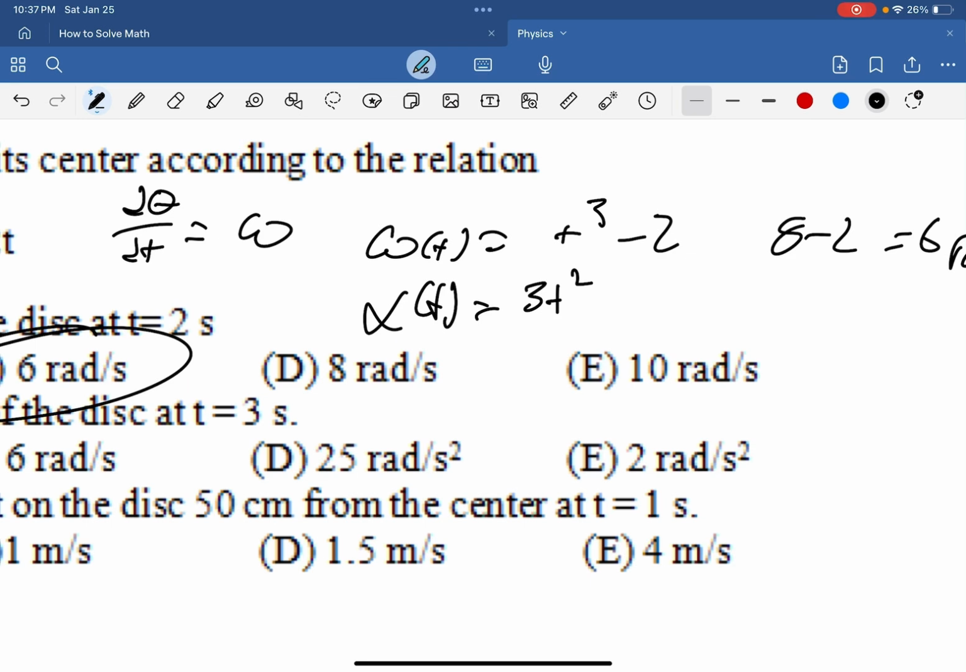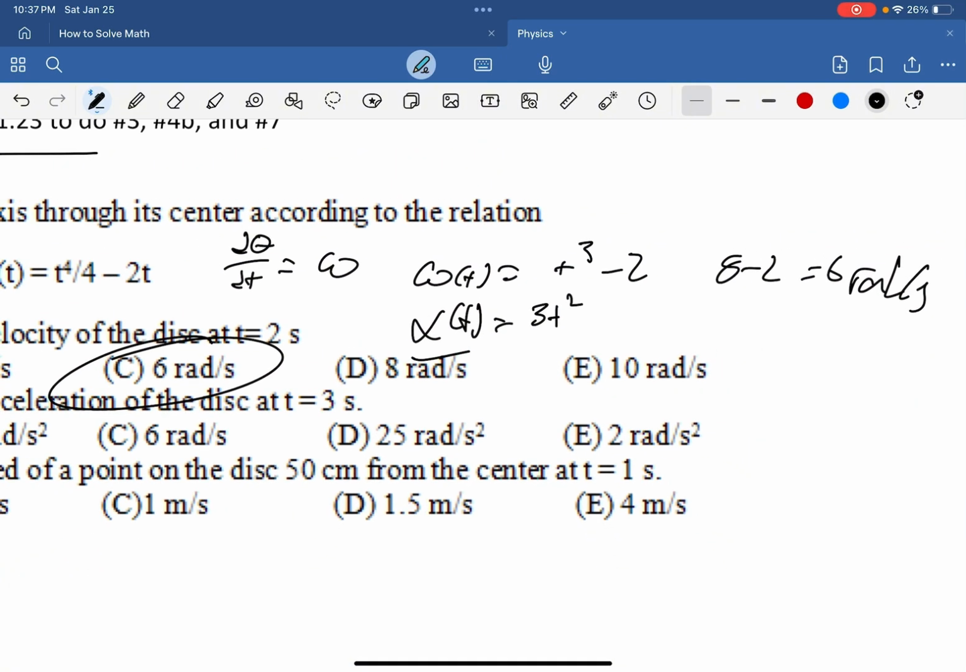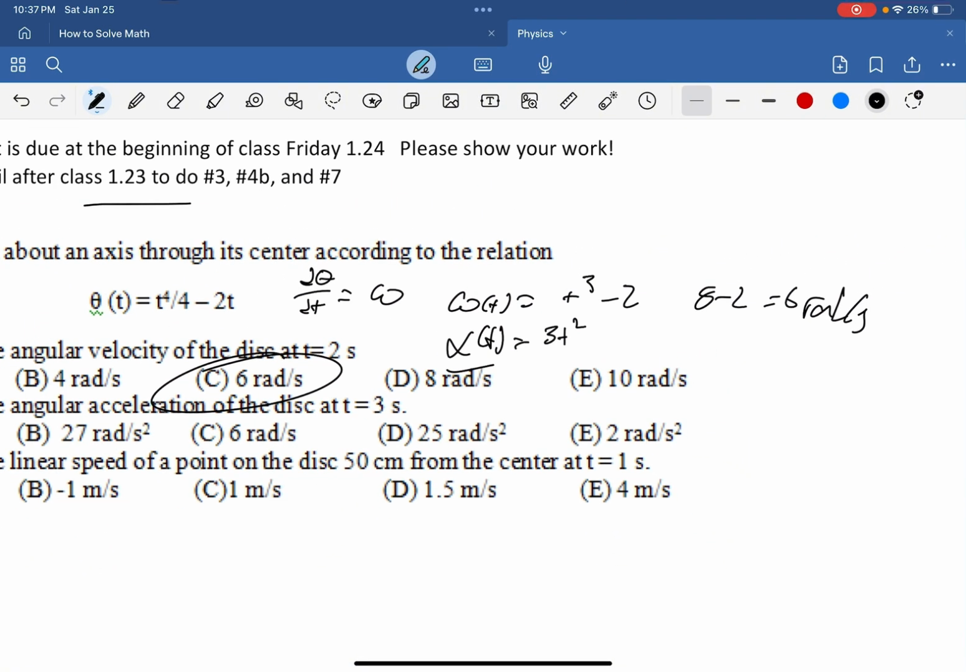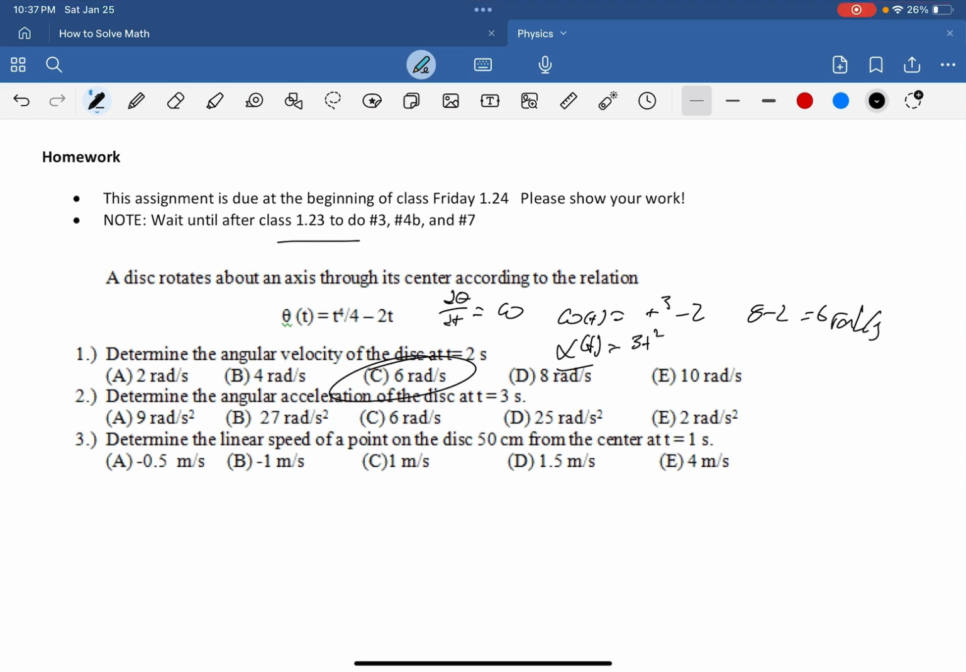Sorry, I actually don't know what to call this. I'm just going to call it the alpha equation, even though it's not the alpha equation. Our angular acceleration equation right now is 3t squared. And that's it. This is when the time is 3 seconds.